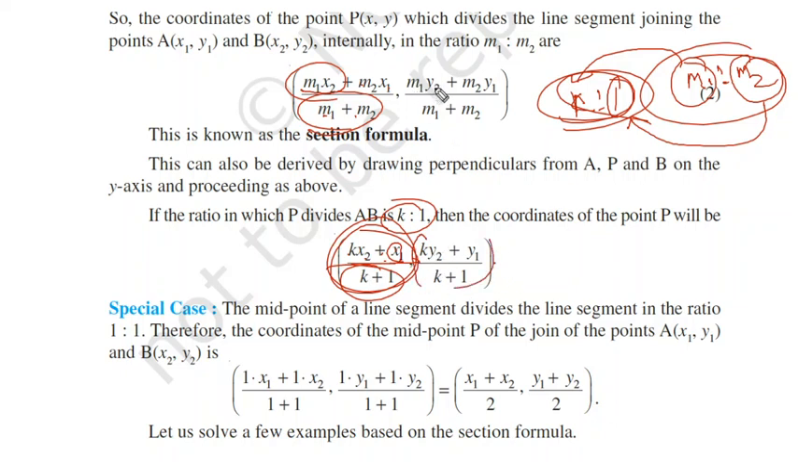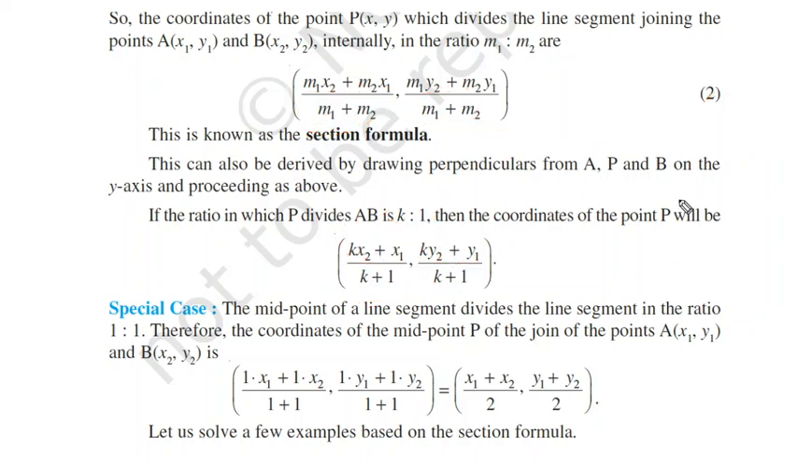Now y is similarly: here you look, m1 y2, who is m1? m1 is k, so k y2, plus m2 y1, who is m2? It is 1, so 1 into y1 is y1 only, divided by m1 plus m2, so it will be k plus 1. If you use this formula, then the problem will be solved for you. The calculation will be shorter for you. Let's see this in some example.